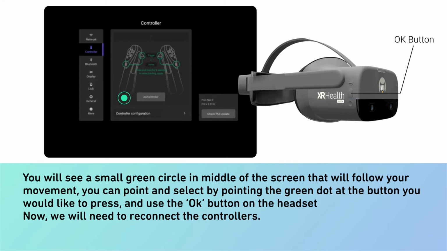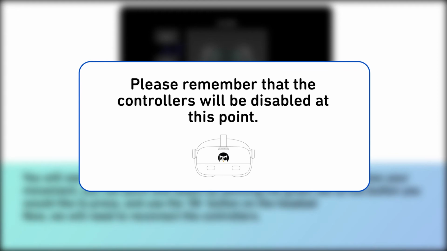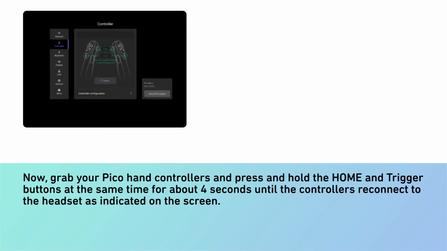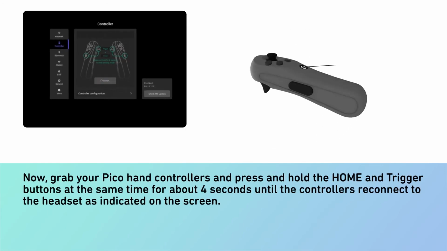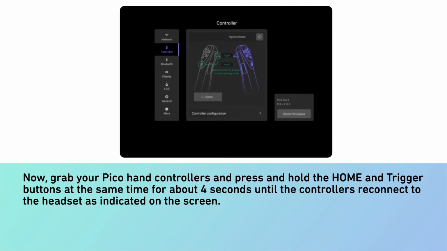Now, we will need to reconnect the controllers. Please remember that the controllers will be disabled at this point. Point at Add Controller and press the OK button. Now, grab your Pico hand controllers and press and hold the Home and Trigger buttons at the same time for about 4 seconds until the controllers reconnect to the headset as indicated on the screen.